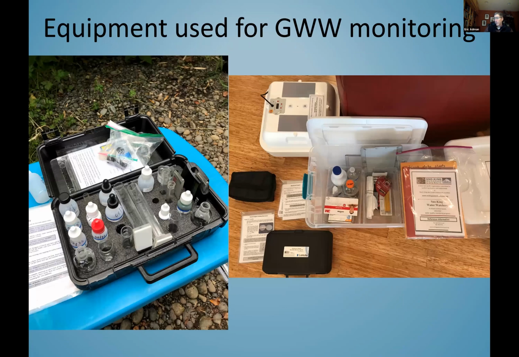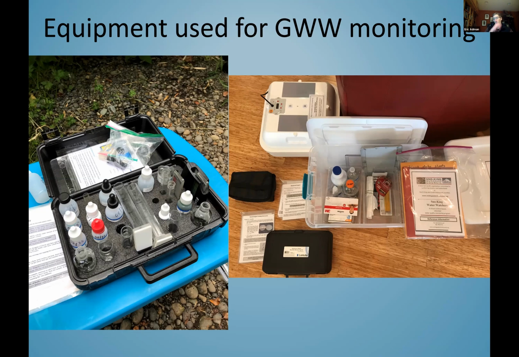This is a look at the equipment that we use in our Global Water Watch monitoring. What you see on the left there is a Lamont test kit. It's just a little portable kit that has a variety of what we refer to as reagents. They're essentially chemicals that you use to do some reactions, and the result of those reactions gives you some information about what's going on in the water body. So it's basically a variety of reagents and a few pieces of equipment, different types of bottles and test tubes.